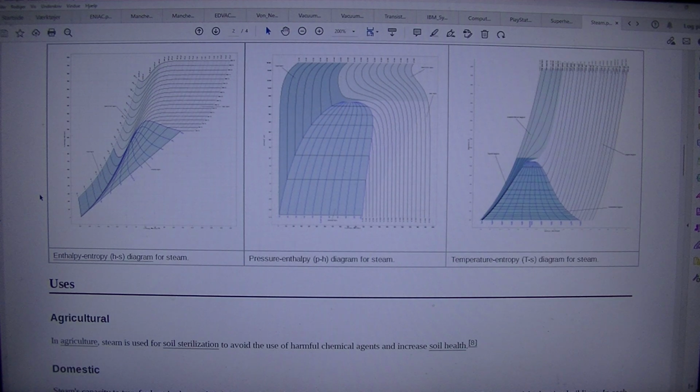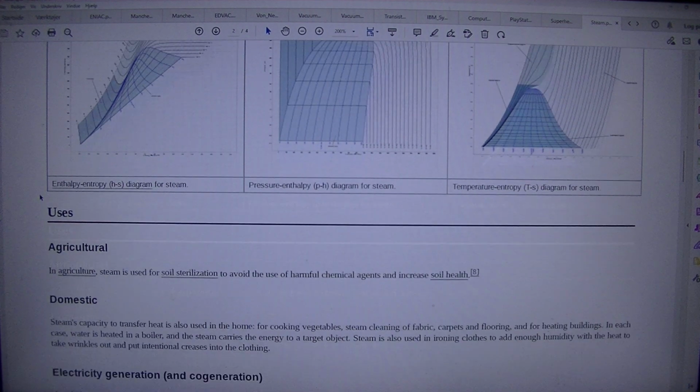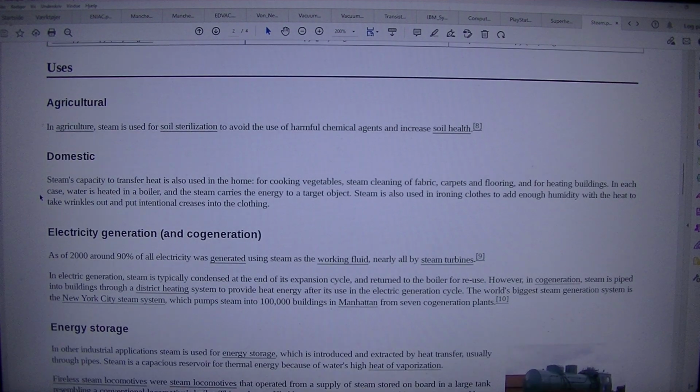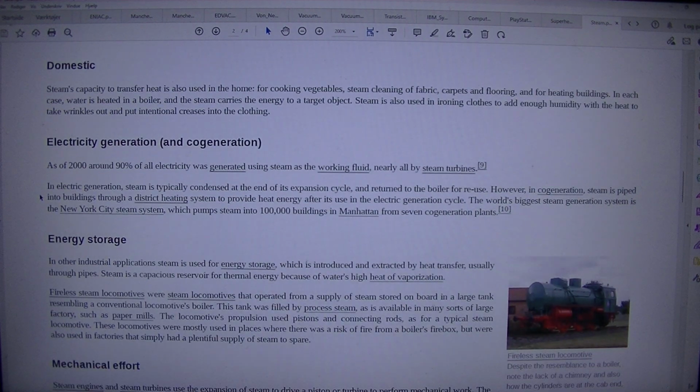Uses. Agricultural. In agriculture, steam is used for soil sterilization to avoid the use of harmful chemical agents and increase soil health. Domestic. Steam's capacity to transfer heat is also used in the home, for cooking vegetables, steam cleaning of fabric, carpets and flooring, and for heating buildings. In each case, water is heated in a boiler, and the steam carries the energy to a target object. Steam is also used in ironing clothes to add enough humidity with the heat to take wrinkles out and put intentional creases into the clothing.